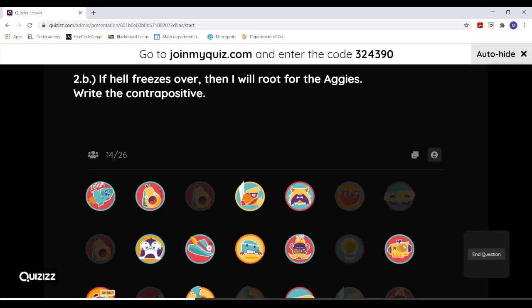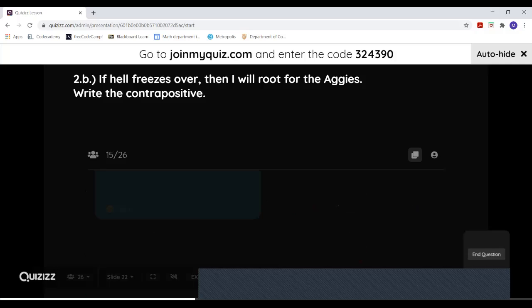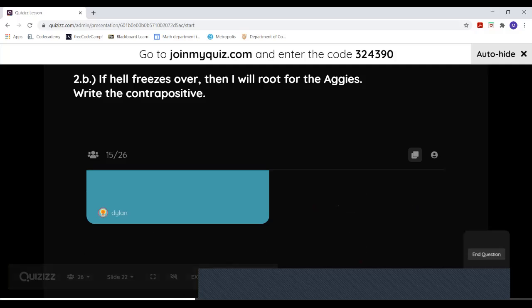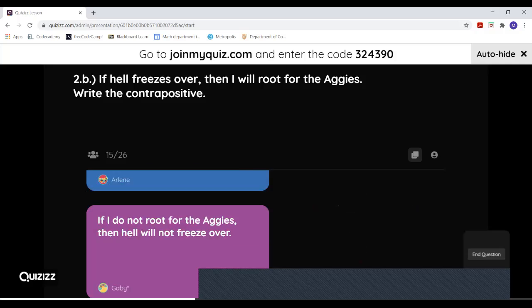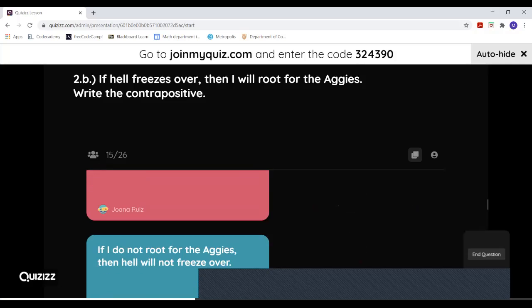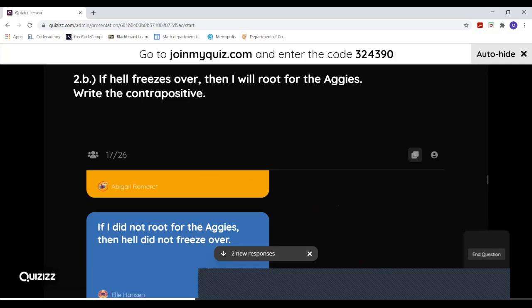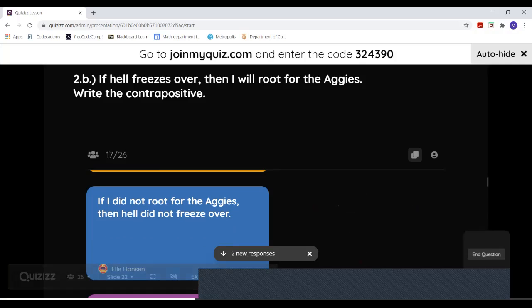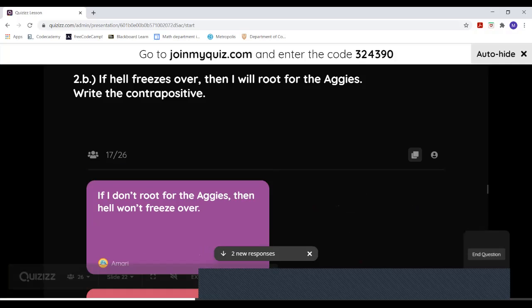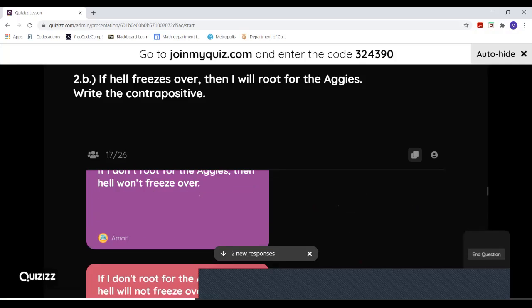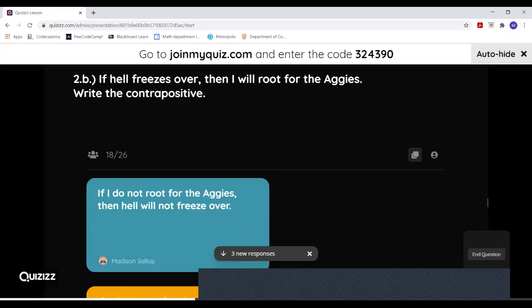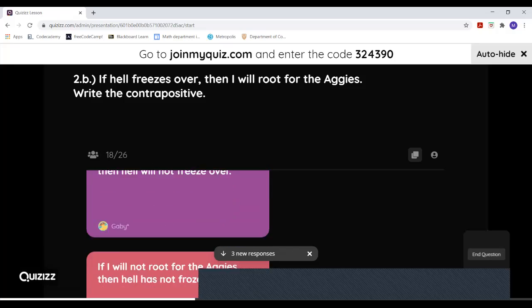I'm probably going to get it wrong just because the wording on this is kind of weird. So if not this one, then not this one is what I want to do. Let's see what people are saying. If you don't root for the Aggies, then hell won't freeze over. Yep. If you don't root for the Aggies, then hell did not freeze over. Yep.